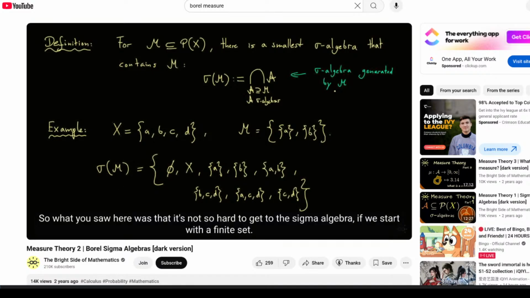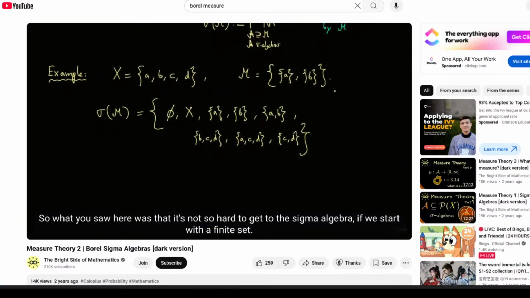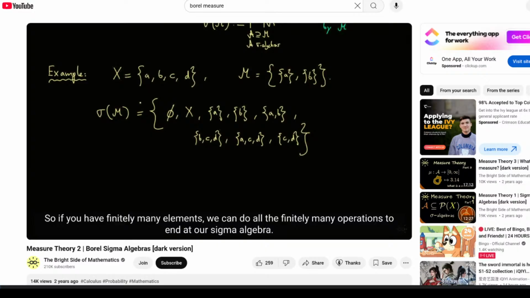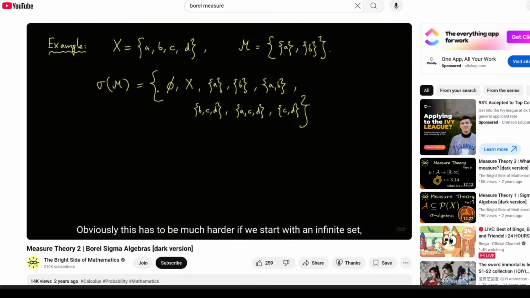So what you saw here was that it's not so hard to get to the sigma algebra if we start with a finite set. So if you have finitely many elements, we can do all the finitely many operations to end at our sigma algebra in the end. Obviously, this has to be much harder if we start with an infinite set, because then we have to do infinitely many steps until we reach the sigma algebra. And this leads us now to the most important sigma algebra, and I will define it here.